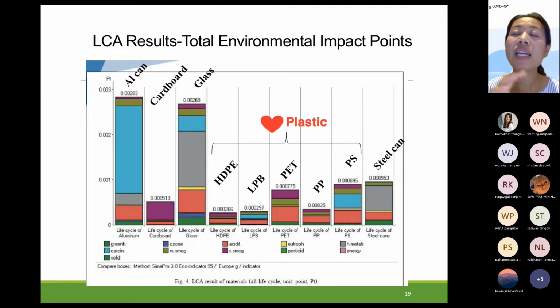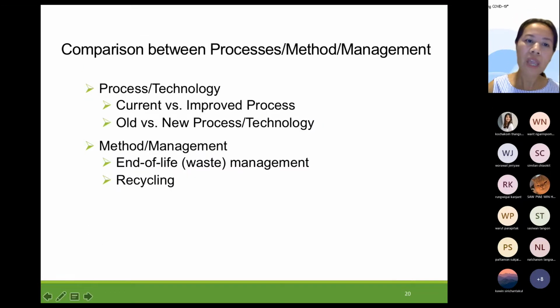This is what the interpretation process means. We have to know and choose some points of the LCA result to improve your product or to design your product for the environment. And for the comparison between processes or methods, we can also use the same products but with different processes or different technology. And also the end of life, like waste management such as landfilling, incineration, and recycling process, maybe we can compare.